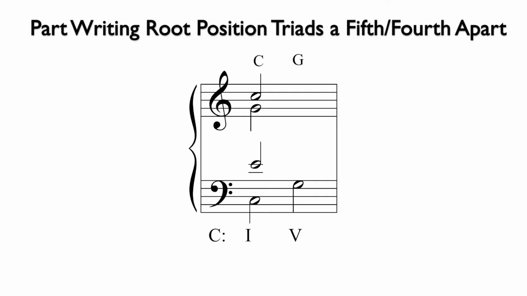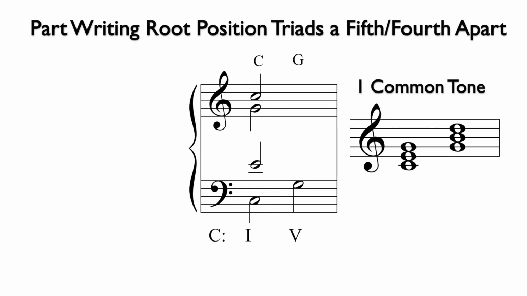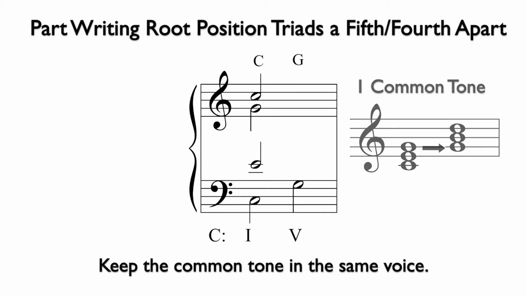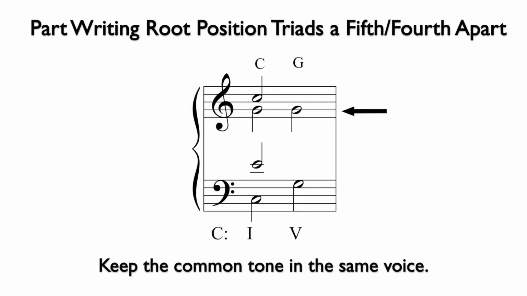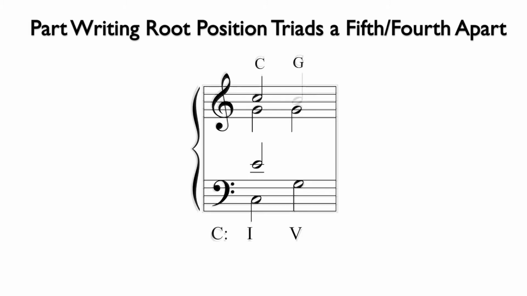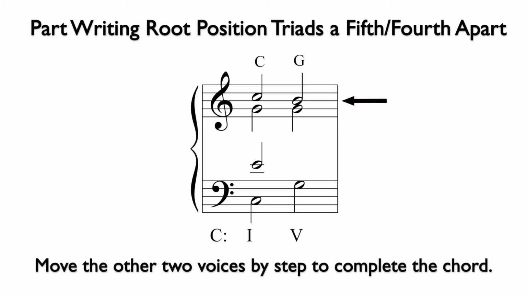Next, we will voice the G chord. The first thing to do is to recognize that the distance from the root of the C chord to the root of the G chord is up a fifth. All chords within a key that are a fifth/fourth apart will have one common tone. The note that is in common between the C and G chords is the G note. We will keep the common tone, in this case G, in the same voice. Now the other two voices will move by step, meaning through the musical alphabet, to complete the G chord.